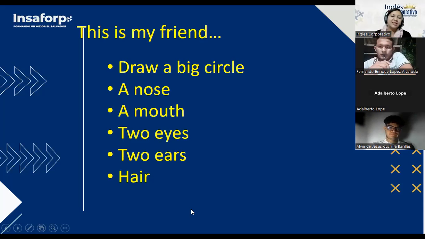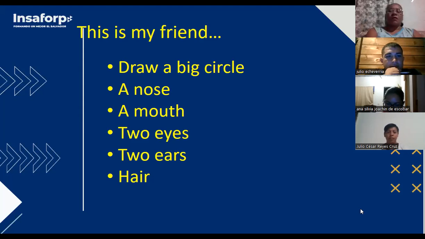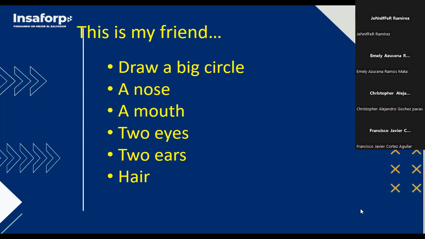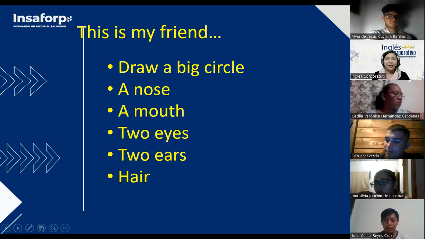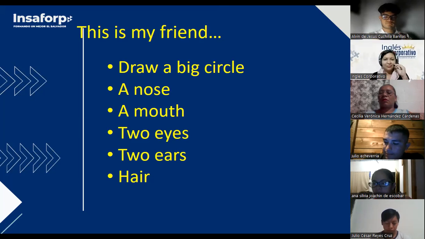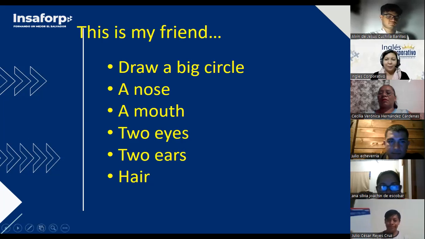The activity is called This Is My Friend. You have to follow my instructions. You have to draw what I tell you to draw. So you need your notebook in this moment. Do you have a notebook with you? You need a notebook. Un cuaderno, notebook. Show me your notebook. Yes, we have. Your notebook, pen, or pencil. Show me your notebook, your pen, and your pencil.